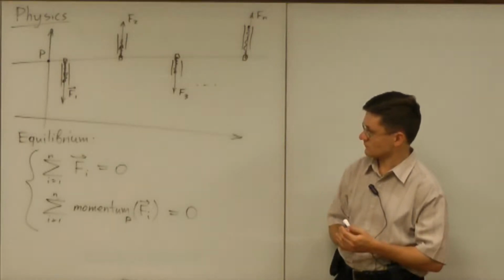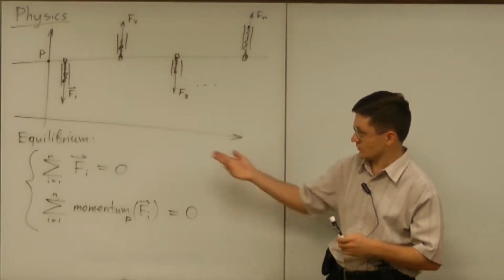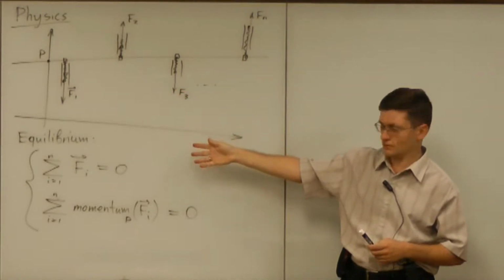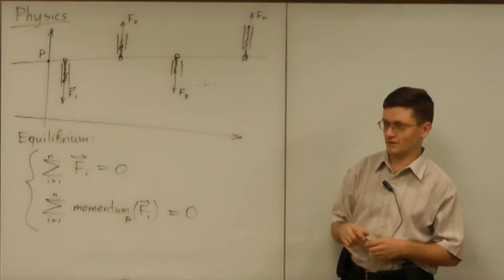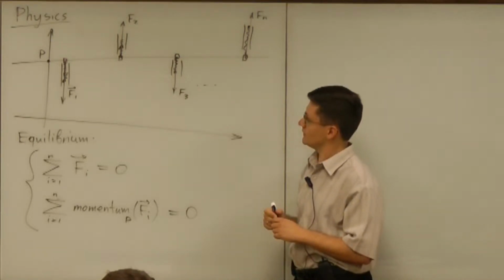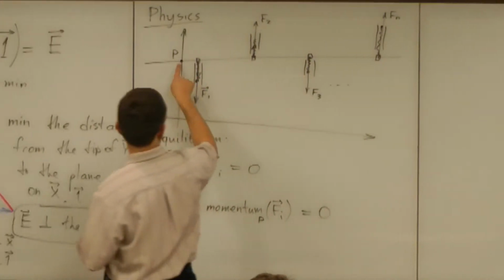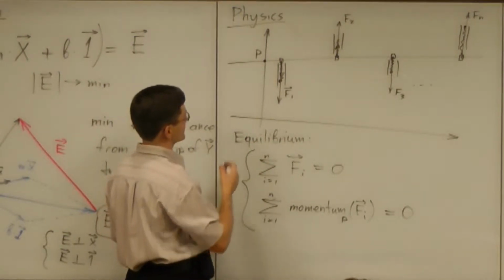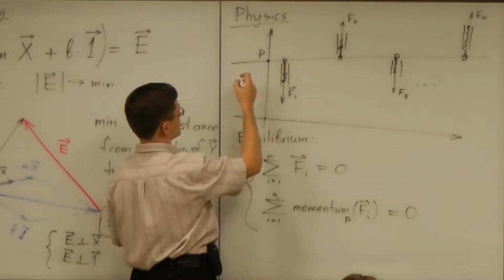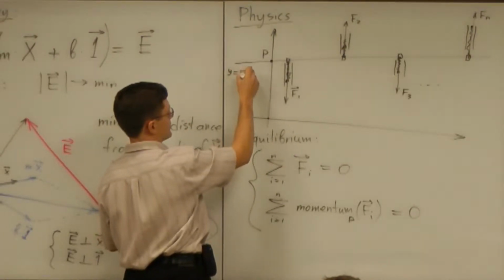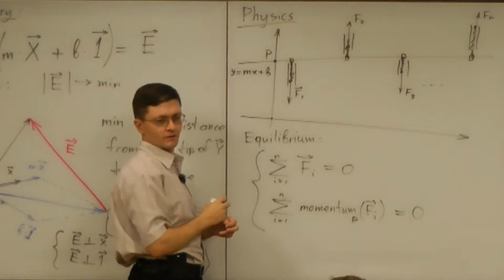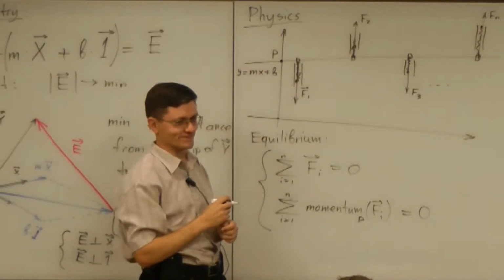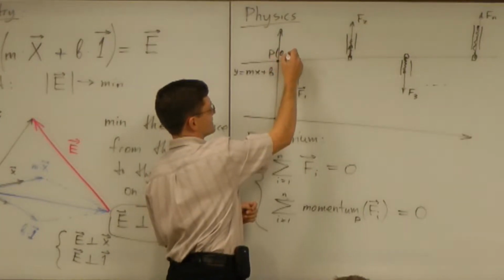So let's translate them. Because we have to translate that to algebra. We have to relate all those conditions to x's, y's, m, and b. The simplest thing is to translate this point. So what's the point? The line has equation y equals mx plus b, and therefore this point has coordinates 0, b. So P has coordinates 0, b.